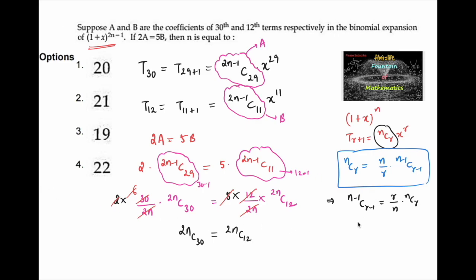We had the property: if nCr is equal to nCs, either r is equal to s, or we can say n is equal to r plus s. So here 30 cannot be equal to 12. So we can conclude now 2n is equal to 30 plus 12, that is 2n is equal to 42. So n is equal to 42 upon 2, which is 21. So we can say the value of n is equal to 21, which is option B.